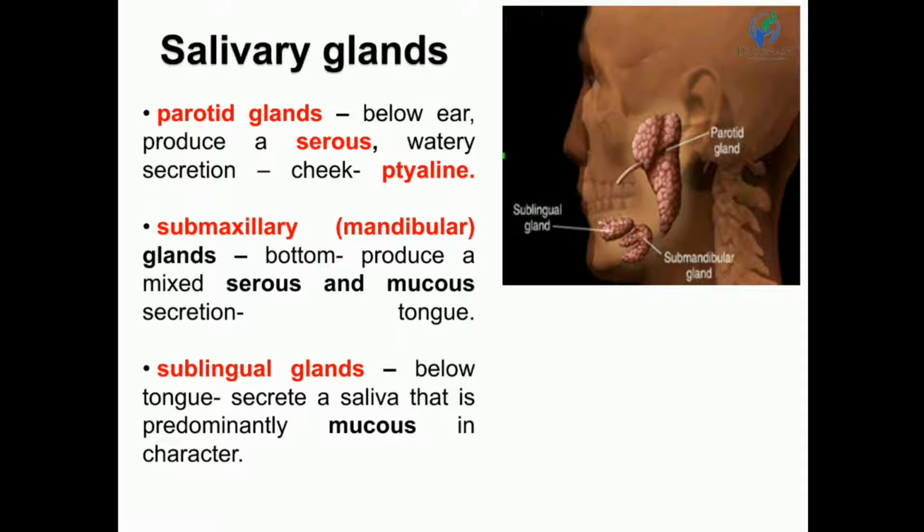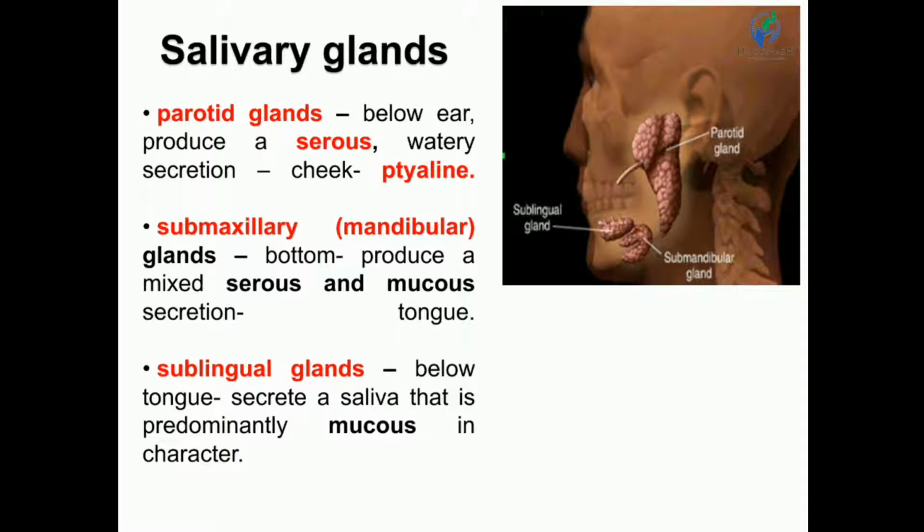Parotid gland releases a serous type watery secretion, right? And the major component of it is xylem. In case of the submaxillary or the mandibular gland, it will be present at the bottom and produces a mixed, that is serous and mucus secretion. Here serous is a kind of watery fluid, whereas mucus may have a little bit higher viscosity as compared to the water. Next is sublingual glands.